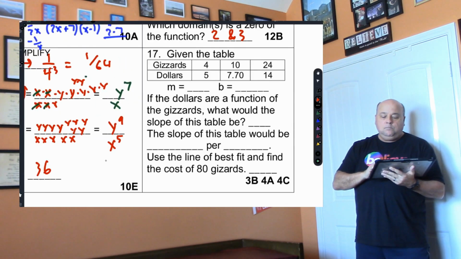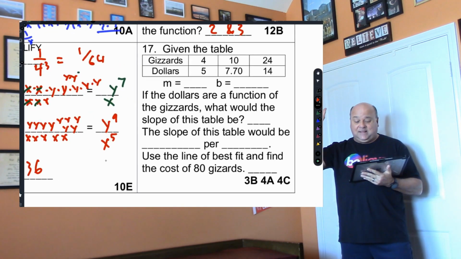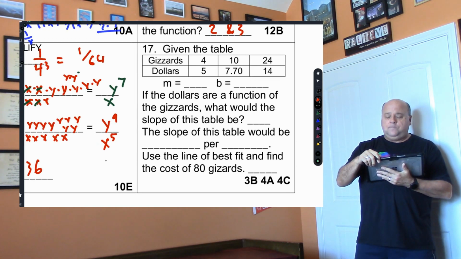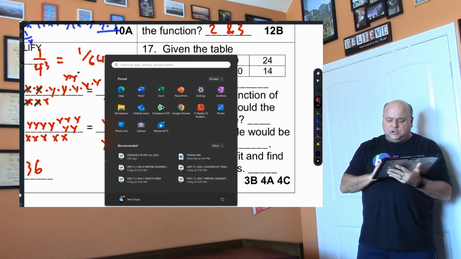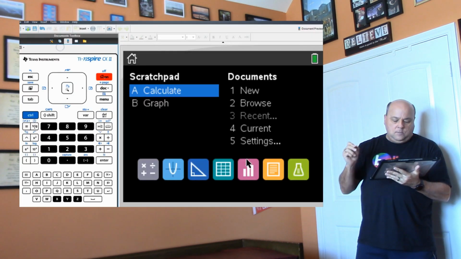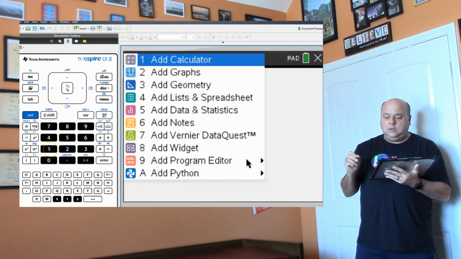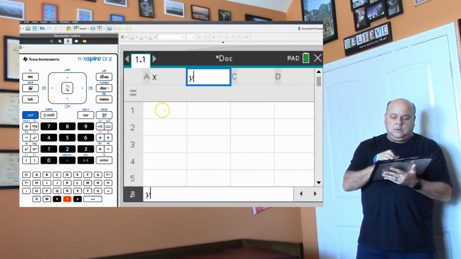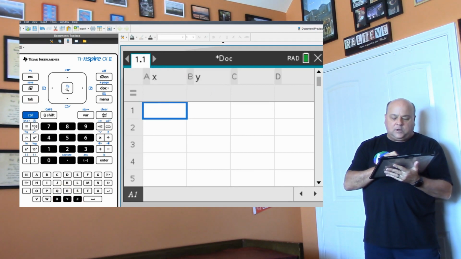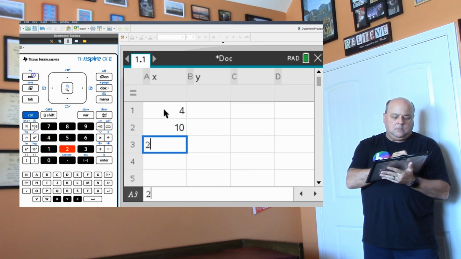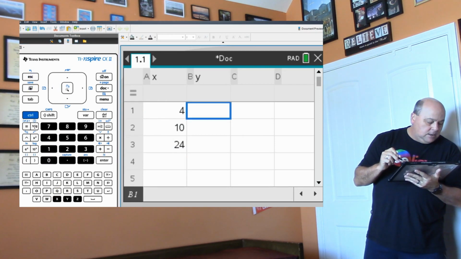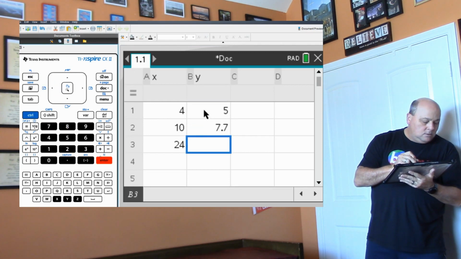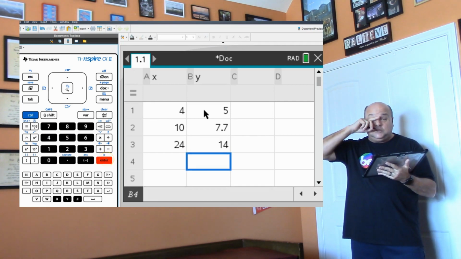Continuing on. On number 17, we're going to make this into a spreadsheet, and then we're going to get our m and b. So we're going to go to our calculator, hit Home, hit 1 for New. We need a spreadsheet. We're going to type in the x and the y. And now then we're going to type in the spreadsheet. So 4, 10, and 24. And then type in 5, 7.7, and 14. So I have my spreadsheet in.